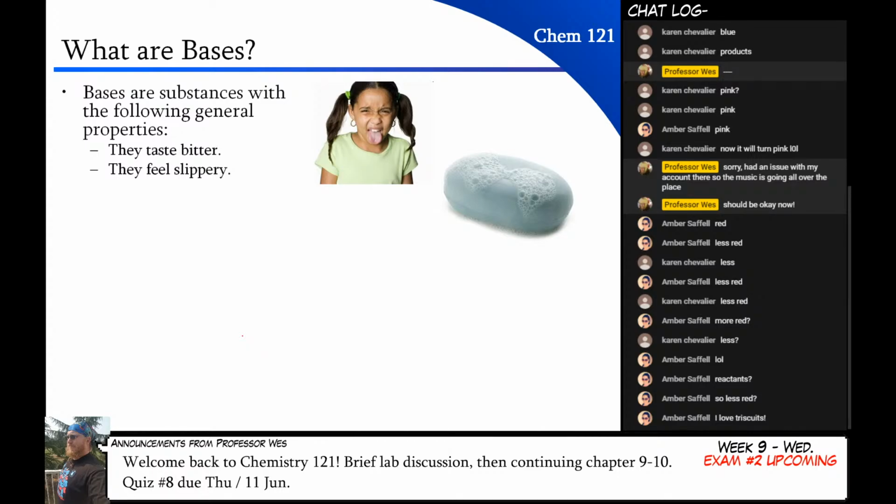Many bases are like that. They're just very bitter. If you've had pure cocoa, it is very bitter, and the reason for that is it also contains caffeine. But there are other bases in that too. Bases tend to be slippery. The reason for this is because they dissolve your flesh.